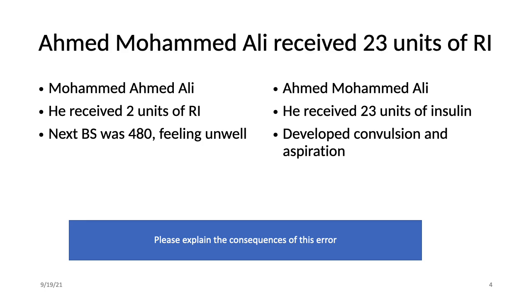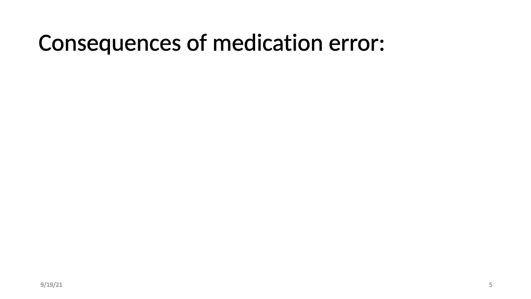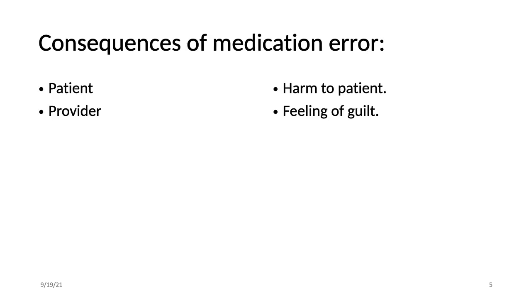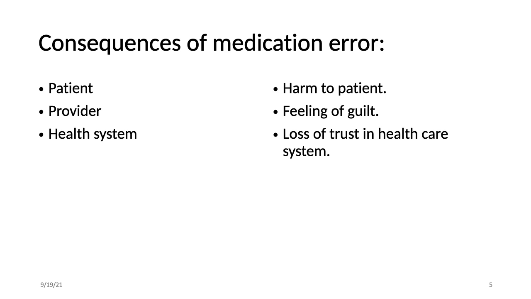So please explain the consequences for each of these actions. For the patients, patients are harmed. The first one experienced more hyperglycemia, and the second one experienced severe hypoglycemia, convulsion and aspiration. This may prolong hospital stay and lead to financial burden plus other complications. For the provider, when we make an error, we feel guilty, and for the system, there is loss of trust in the healthcare system, and this can lead to medico-legal action and litigation.